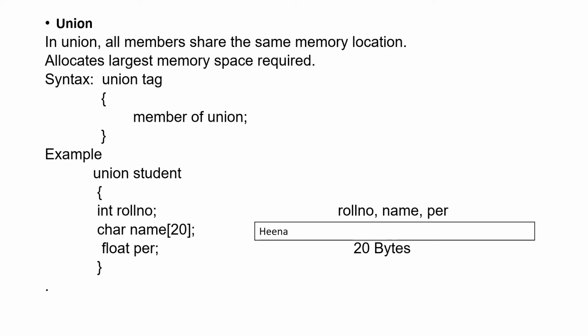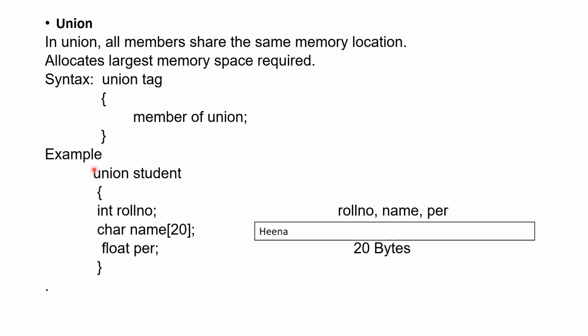The next user defined data type is a union. In the union, all members share the same memory location. This is the difference between structure and union. It shares the same memory location. Now we will see how to declare the union. Using the keyword union, I can declare the union. After that, write down the tag, which specifies the name of your union, and within the curly opening and closing brackets I will write the members of the union.